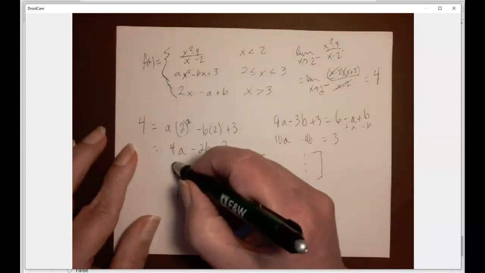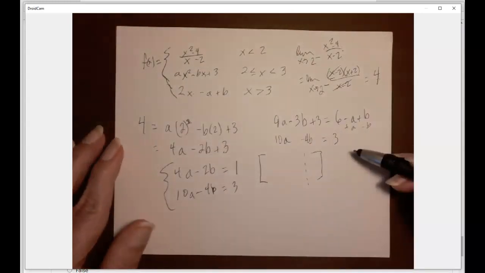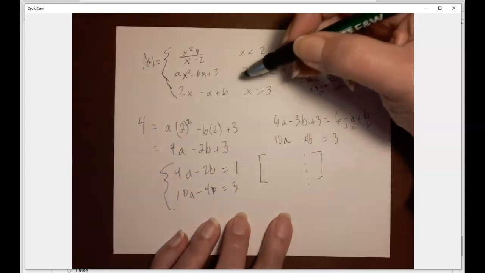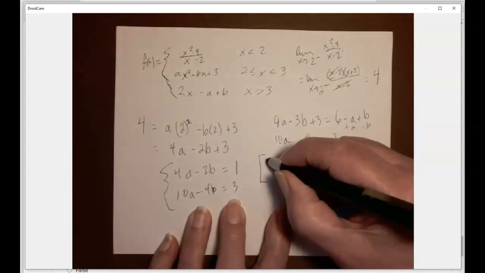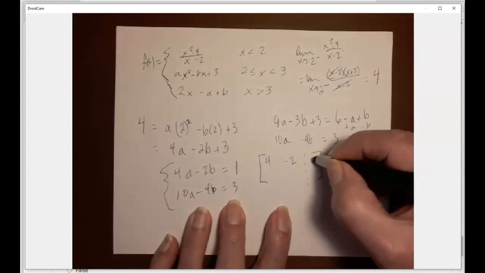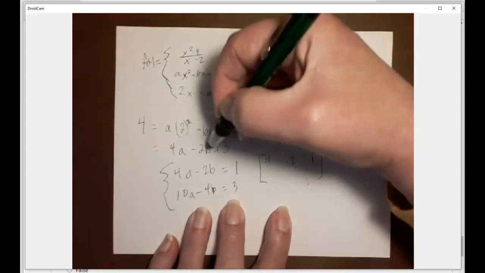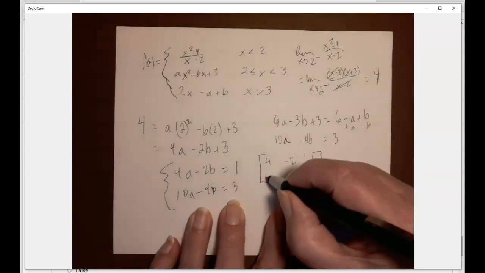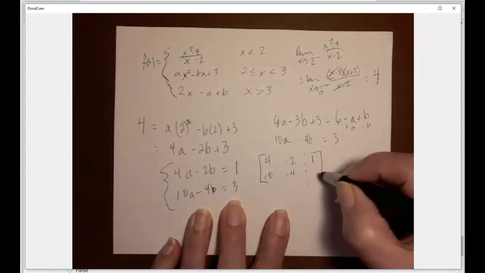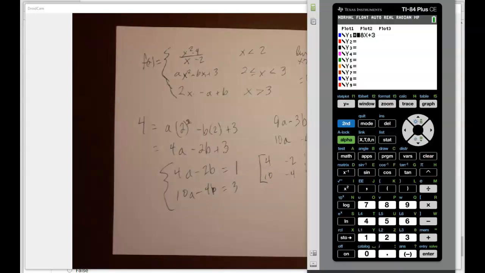So I've got this system here. Match the pieces, put in the right numbers. So the bare bones would just be the coefficients. 4, -2, 1. A's and B's have to be in the same places, and the numbers have to be in the same places. And then we have 10, -4, 3. So I'm going to put this system in the calculator under matrix.